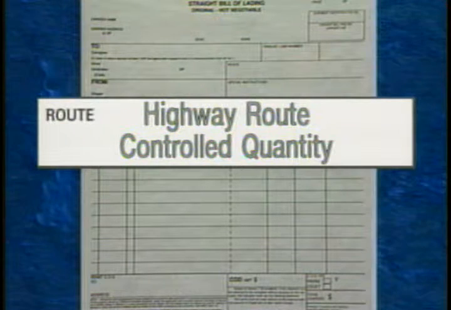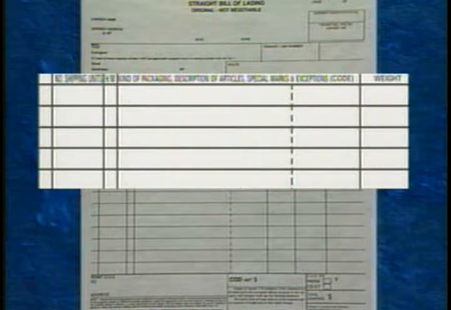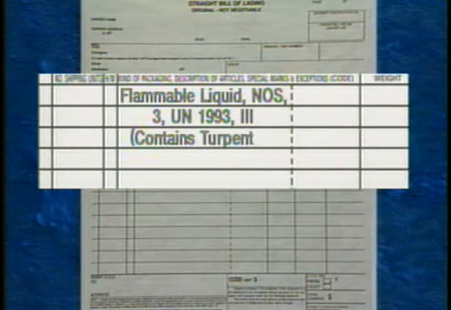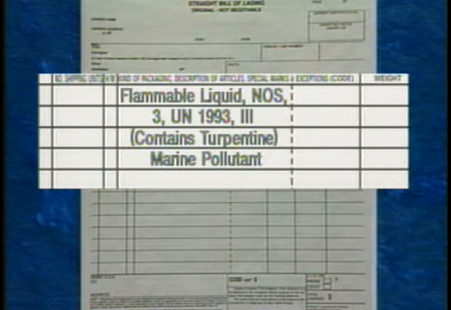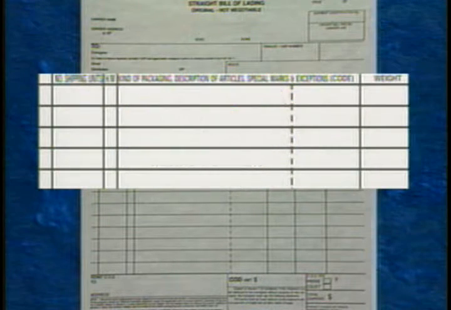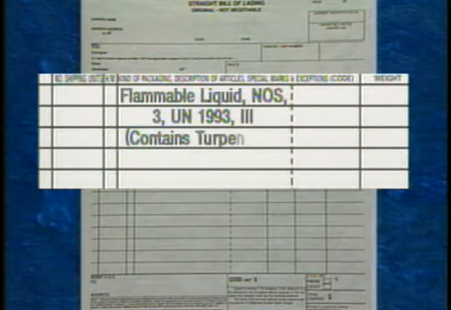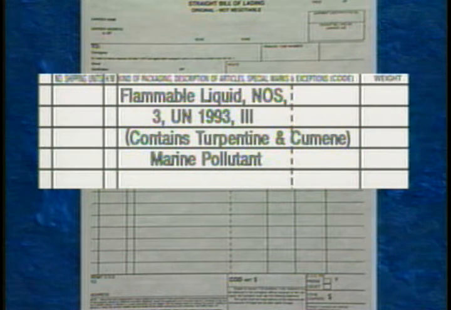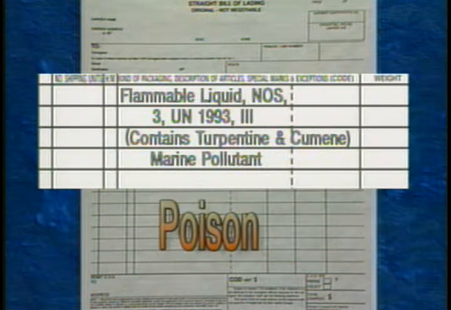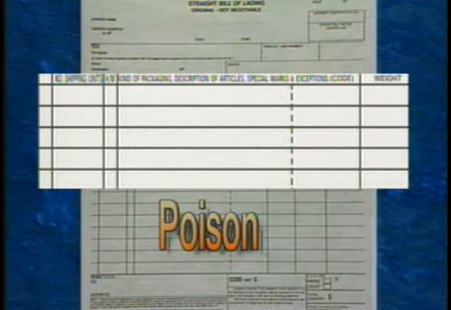For marine pollutants, if the proper shipping name does not identify the name of the component that makes the material a marine pollutant, place the name of that component in parentheses. When there are two or more such components, at least two of the most predominantly contributing hazards appear in parentheses. If the HazMat is a poison, and its proper shipping name or hazard class does not reveal it is a poison, enter the words poison as part of the material description.